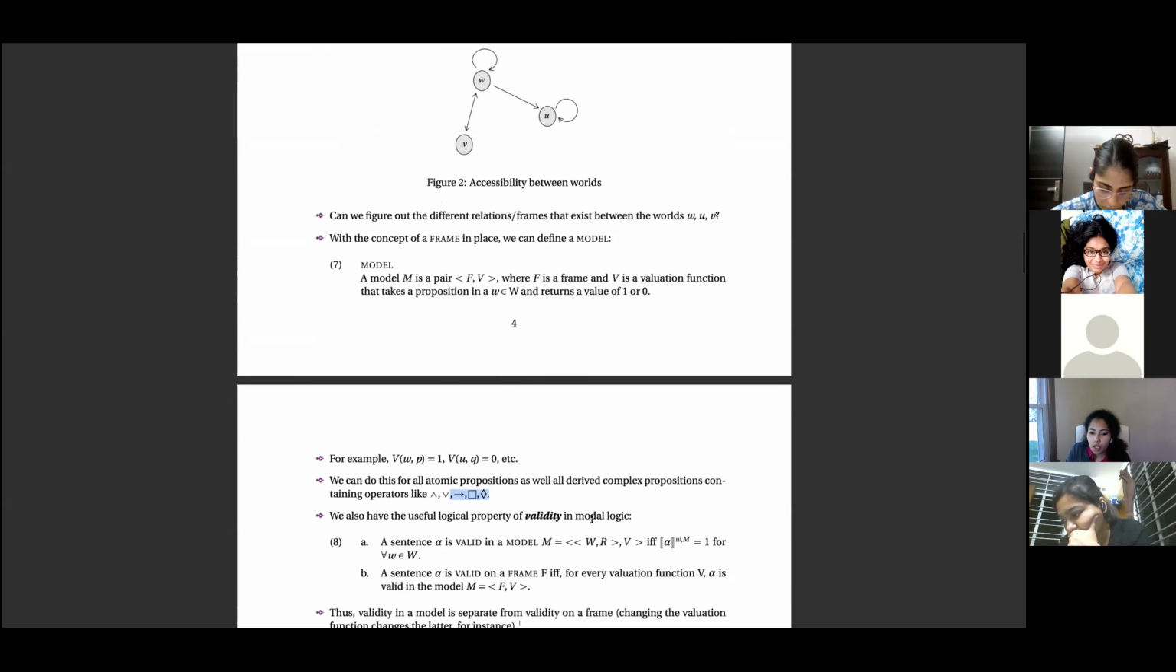Okay. So how does evaluation work? It's very simple. Like you would say, P is true or false in this world. The valuation function is the official thing in model semantics that gives you that value; it takes a world and a proposition and gives you a value. You can do this for all atomic propositions, as well as all derived complex propositions with these operators. So, any questions still here before I move on to validity?